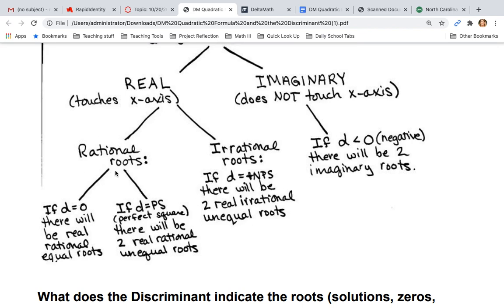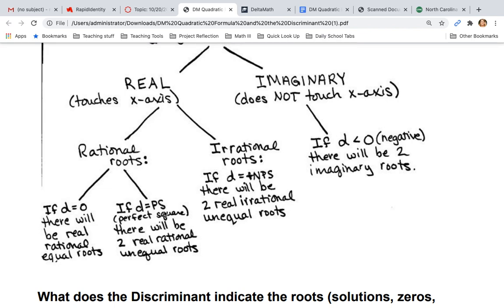So that's if our discriminant is either 0 or, in this case, a positive perfect square. I should have put a plus in front of that. A positive perfect square. We also can get real solutions that are irrational if we get a discriminant that is a positive non-perfect square. So remember, NPS, back to the beginning of the semester, means non-perfect square.